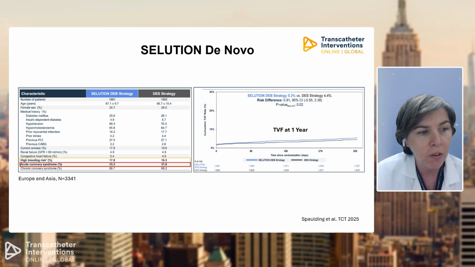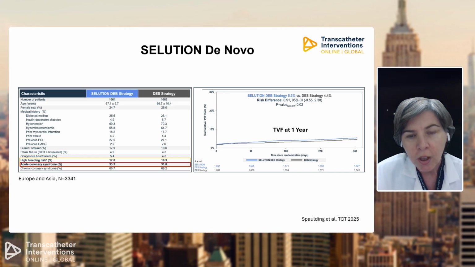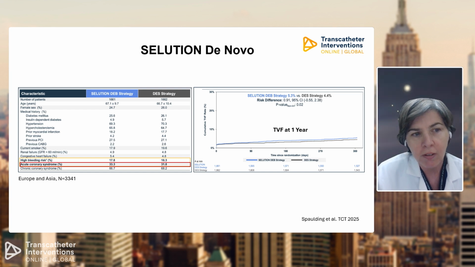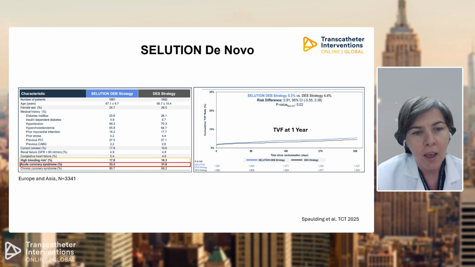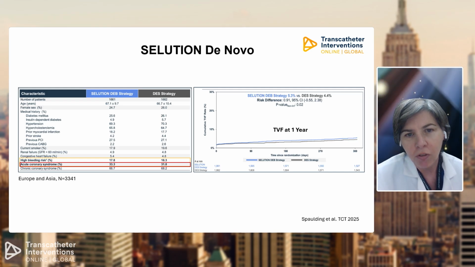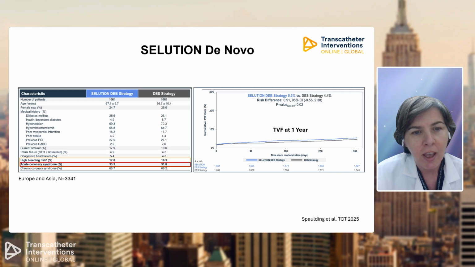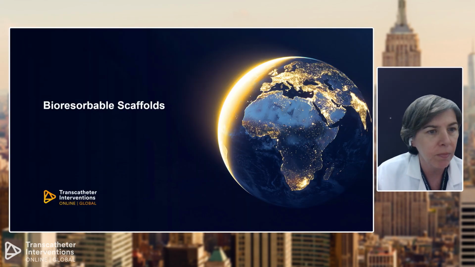Same thing with SELUTION DeNovo. In SELUTION, a third of the patients have an ACS. As we all know, they achieved non-inferiority for DCB versus DES. But interestingly, in the presentation at TCT last year, the forest plot of the subgroups doesn't include ACS. But I do understand that a sub-analysis and subgroup paper is currently being prepared.